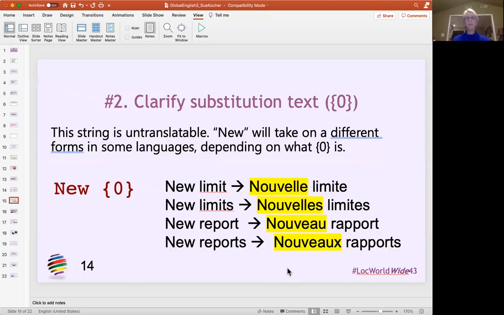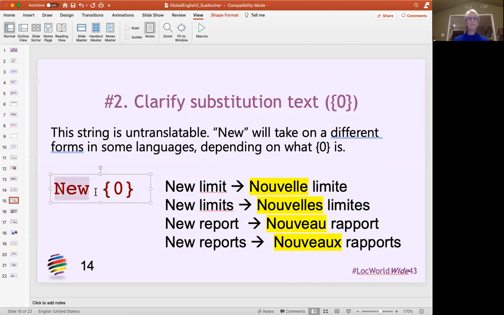The second global English issue is to clarify this substitution text. So if y'all are not involved with software so much, you might not know what this is, but at runtime, this little doohickey here will plug in the text, any number of texts that are generated during the process of using the software. Okay? So it's called a placeholder or substitution text.